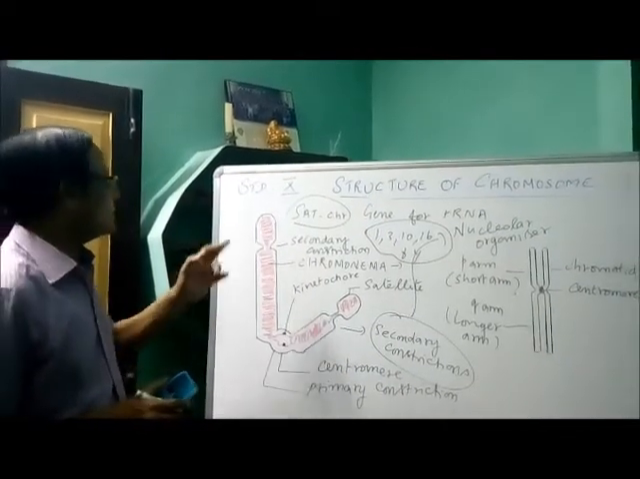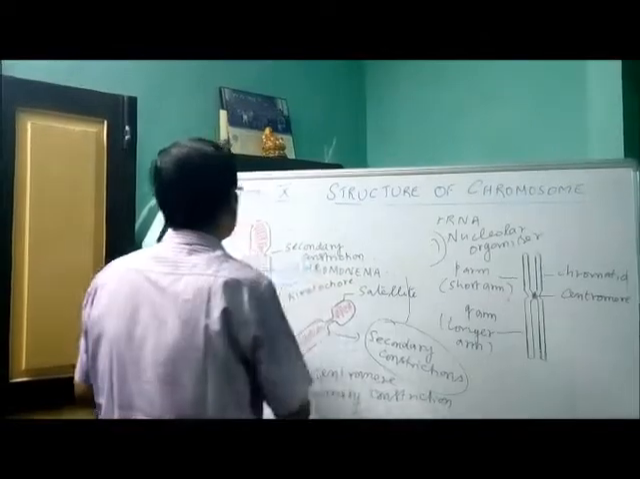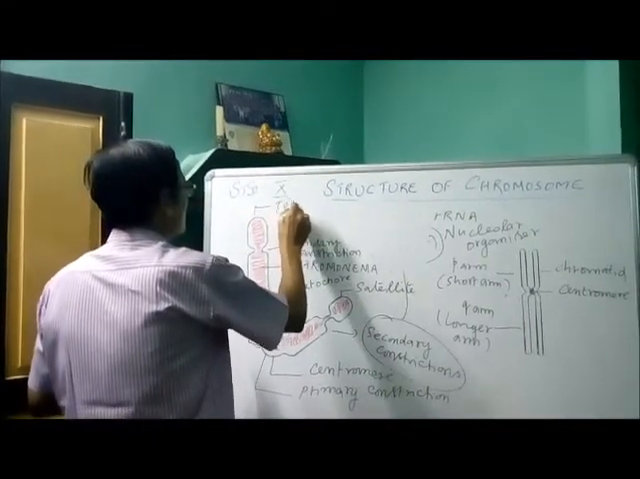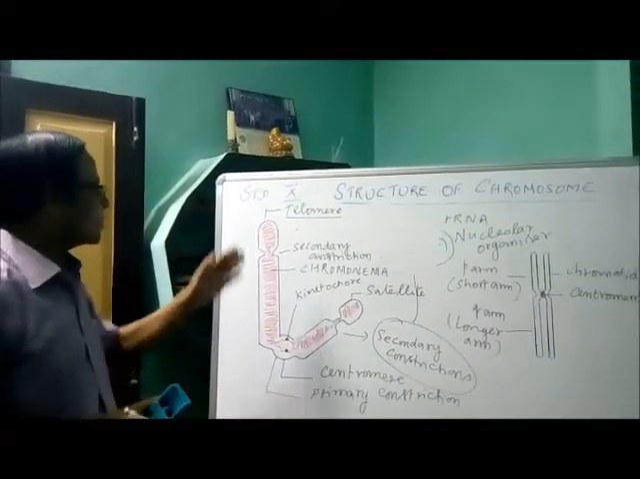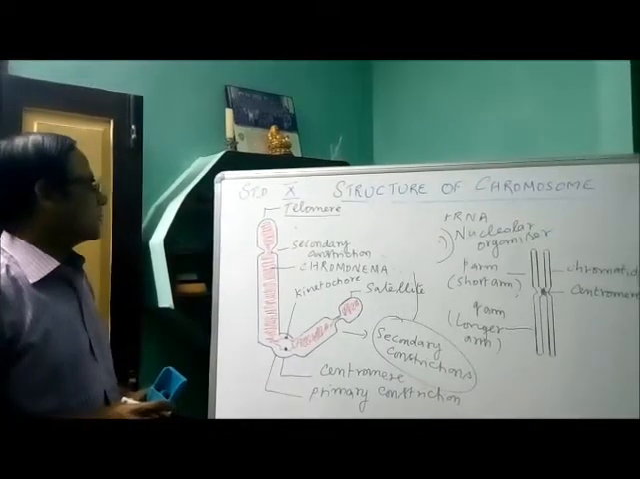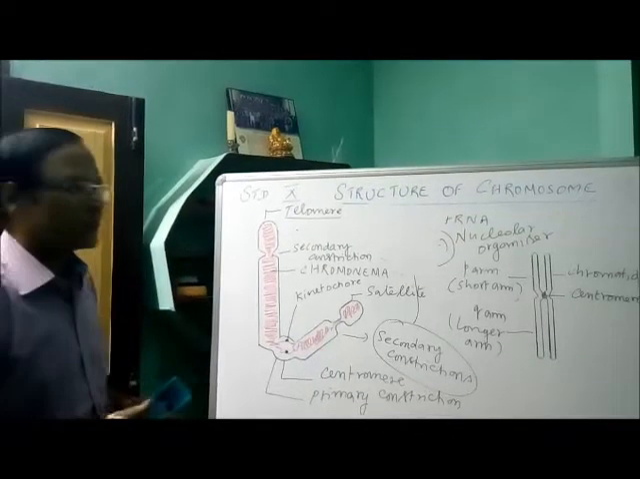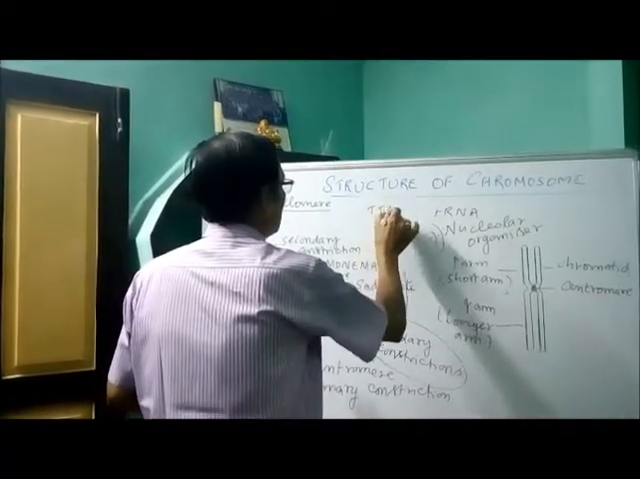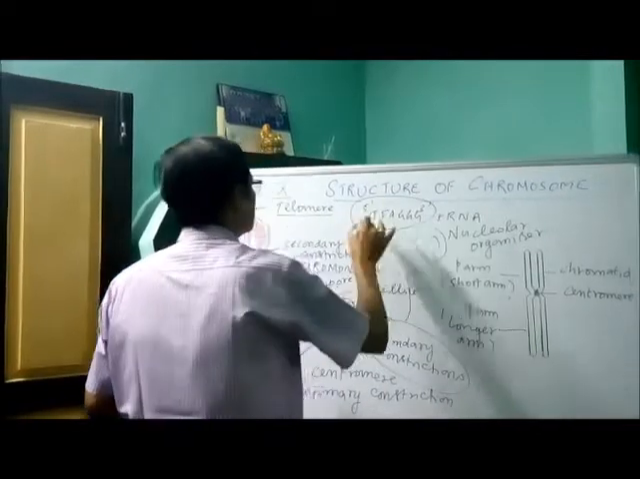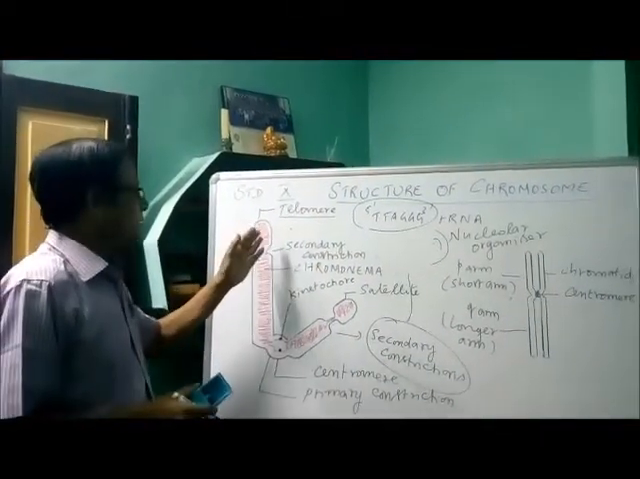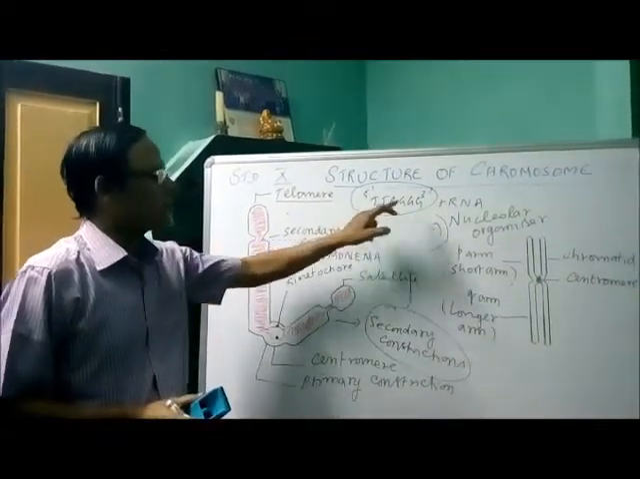Then, the terminal end of the chromosome is called telomere. Now this is the telomere. Normally the chromosome has a polarity, just like north and south poles. Now what is the function of telomere? Normally it has a specific sequence of nucleotides, for example TTAGGG. This is the nucleotide sequence present in the case of telomere, the terminal part of the chromosome.